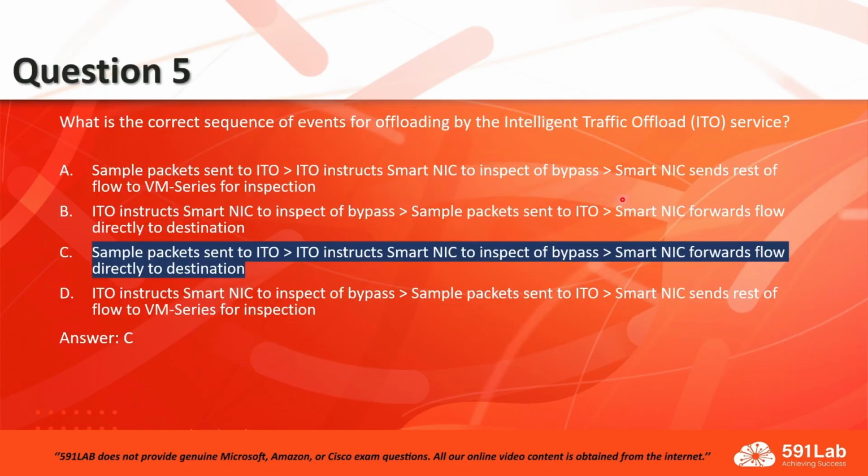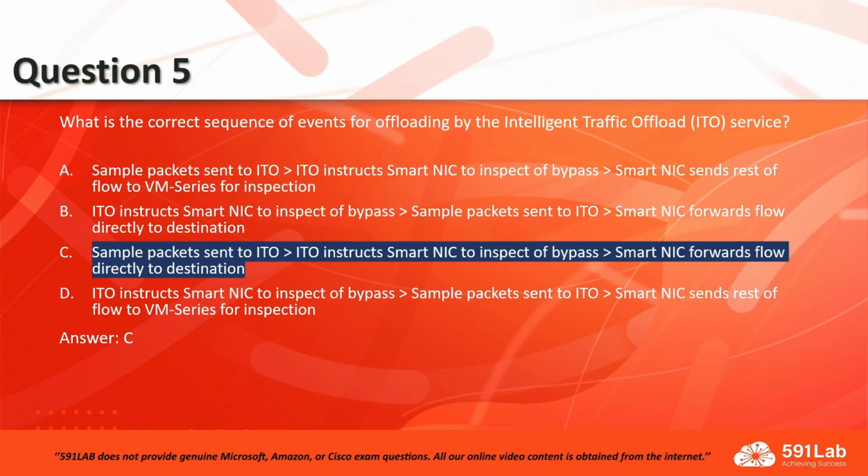From the above explanation, we can simplify the sequence of traffic for offloading with the answer of C. Sample packet sent to ITO. ITO then instructs the Smart NIC to bypass. The Smart NIC then forwards the flow directly to the destination.